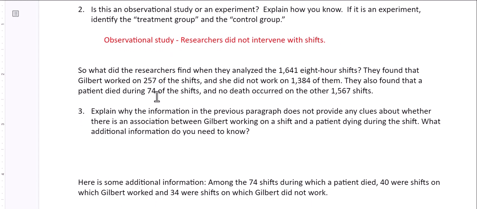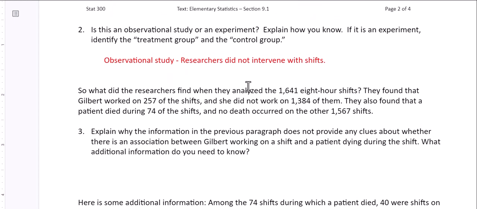So what did the researchers find when they analyzed the 1,641 8-hour shifts? They found that Gilbert worked on 257 of the shifts and she did not work on 1,384 of them. They also found that a patient died during 74 of the shifts and no death occurred on the other 1,567 shifts. So that's a lot of information right there.